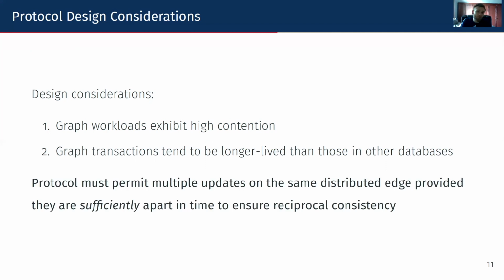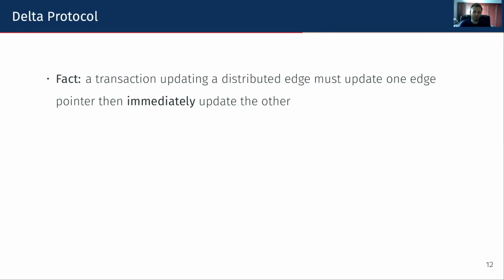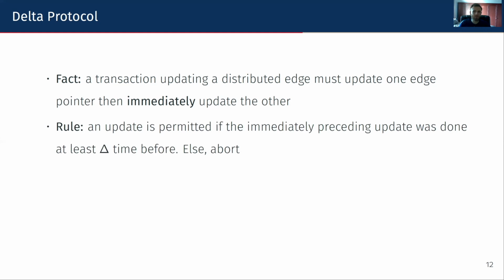Therefore, the protocol must permit multiple updates on the same distributed edge, provided they are sufficiently apart in time to ensure reciprocal consistency. What we developed was the Delta protocol, which makes use of the fact that when updating a distributed edge, a transaction must update one edge pointer, then immediately update the other. We introduced a simple rule, where a given update on an edge pointer is permitted if the immediately preceding update was done at least delta time before, else the transaction is aborted.